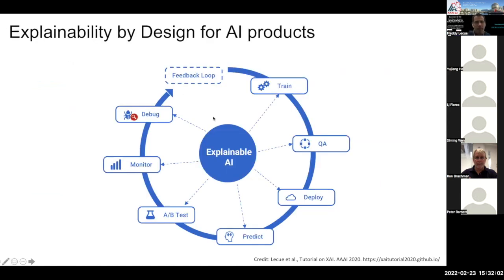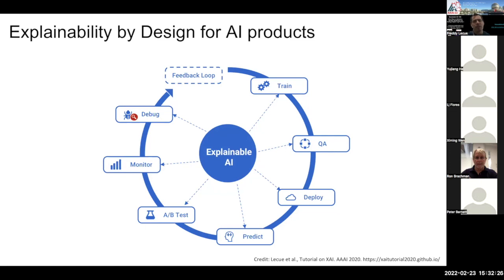And explanation by design, I think it's very important. It's not you build a model, that's the explanation, that's it. So it's really a life cycle where you train, you do quality assessment, you deploy, you predict, and the explanation is all over here.